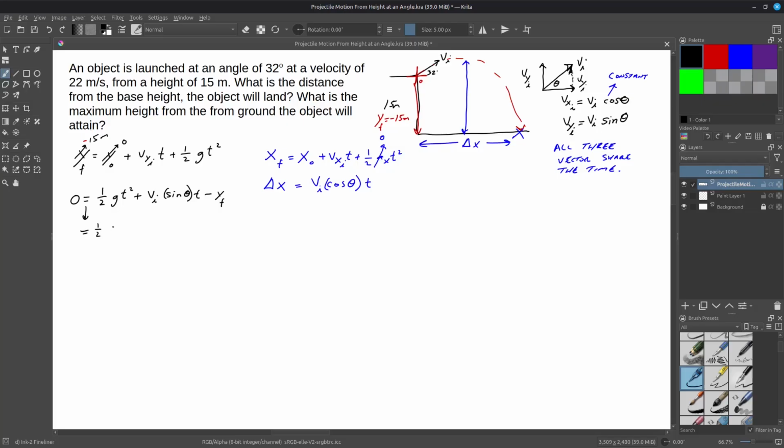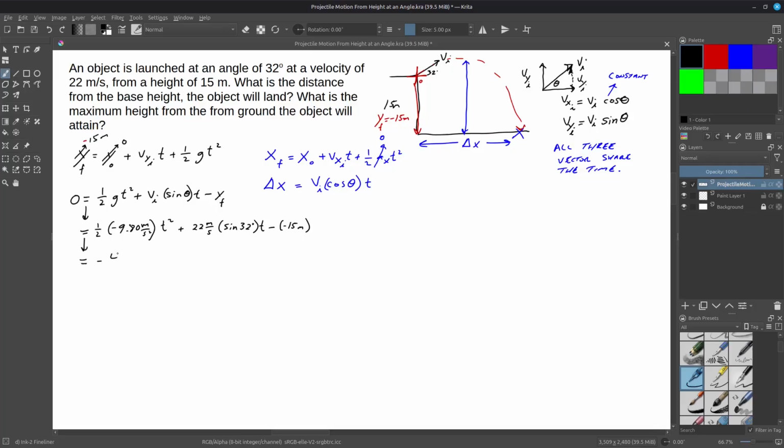So 1/2 times negative 9.80 meters per second squared. I'll get rid of the units, but right now I want you to see that things work out. And you can use 10 or 9.81, it's all going to work out. t squared plus the 22 meters per second times sine 32 degrees times t minus 15 meters. Okay, let's bring this all together.